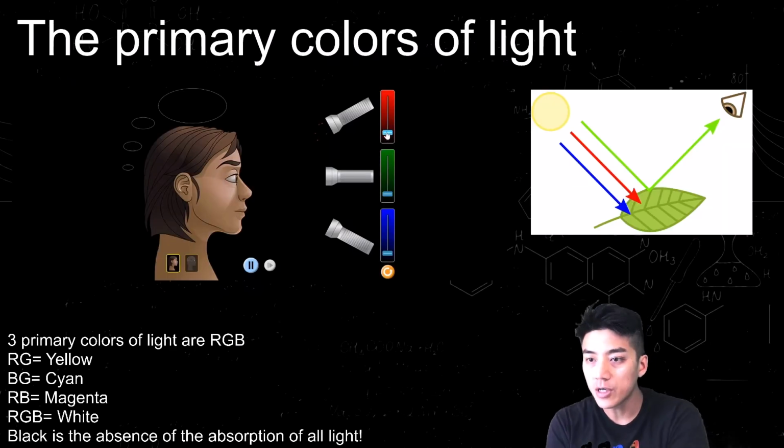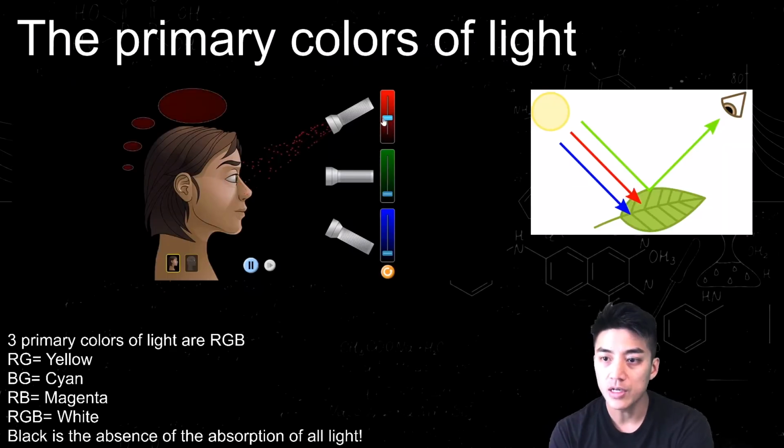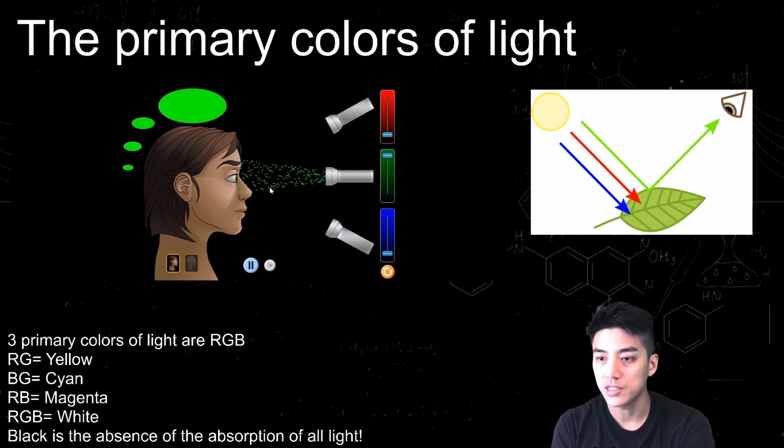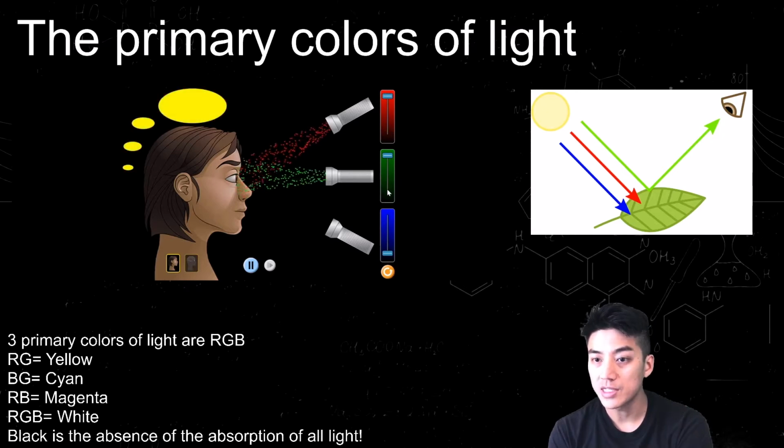The three primary colors of light are red, green, and blue. So again, an object that appears red is because it's reflecting red wavelengths of light. Something that looks blue is because it's reflecting blue, and a plant or a leaf appears green because it's reflecting the color green. You can mix your primary colors to create secondary colors.